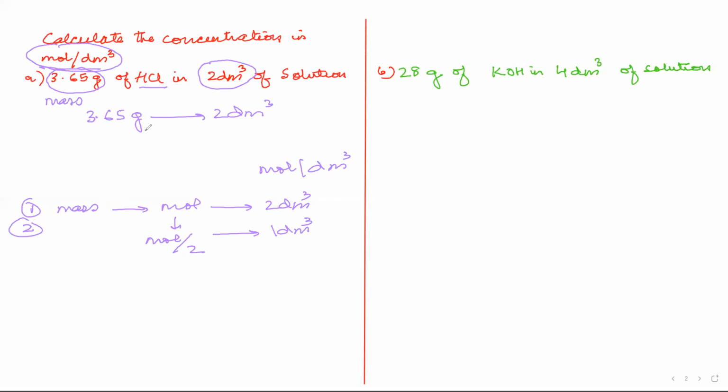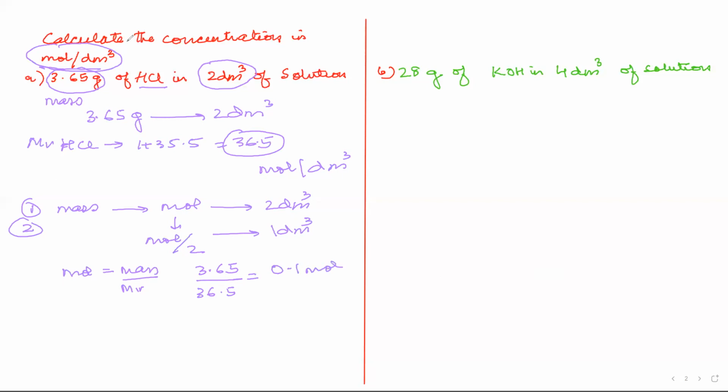Now, 3.65 grams of HCl. How are we going to convert this into moles? We have the same formula: moles equal mass divided by MR. What is the mass given in the question? It's 3.65. Now, what is the MR of HCl? It's 1 plus 35.5, so the MR is 36.5. So 3.65, which is the mass, I'll divide by the MR, 36.5, and I'm getting 0.1 moles, right?